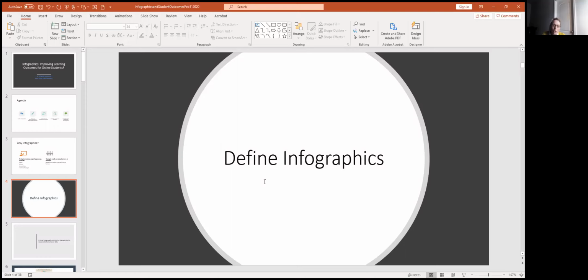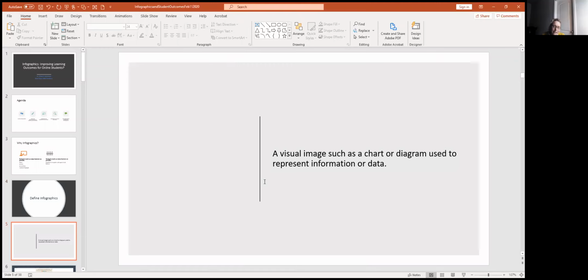Okay, so I wanted to look specifically at what's going to happen if I put infographics in this class. So we're going to begin by defining infographics. It's a visual image such as a chart or a diagram used to represent information or data.